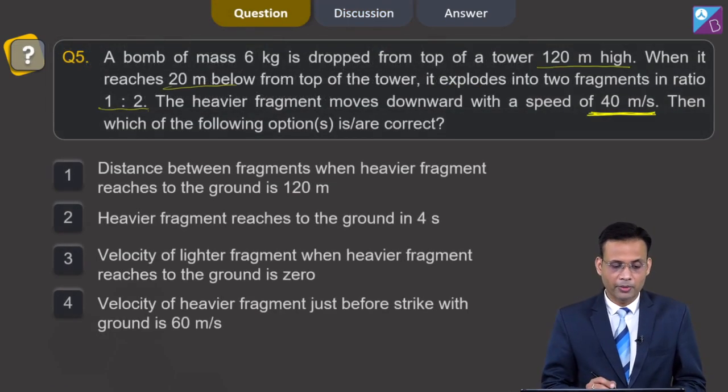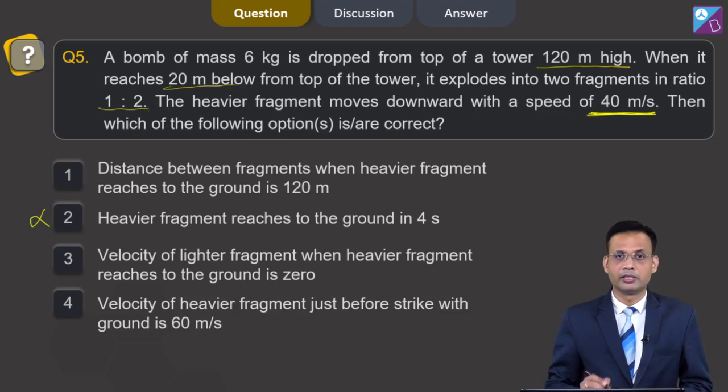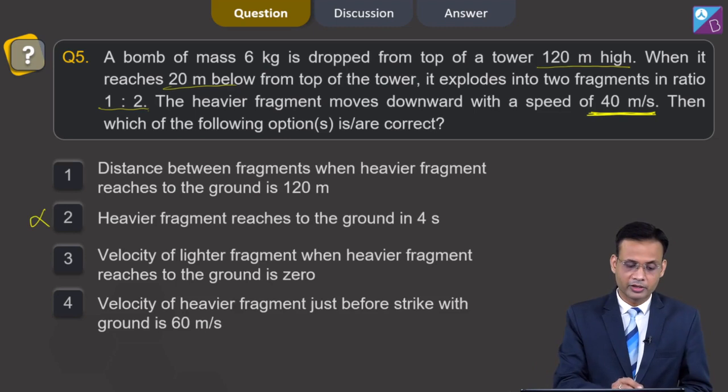Now, look at the option. Option 2 states that the heavier fragment reaches the ground in 4 seconds, which is not correct. So, this option is a wrong option. Now, let us move on to option 3. It states the velocity of the lighter fragment when the heavier fragment reaches the ground is 0.